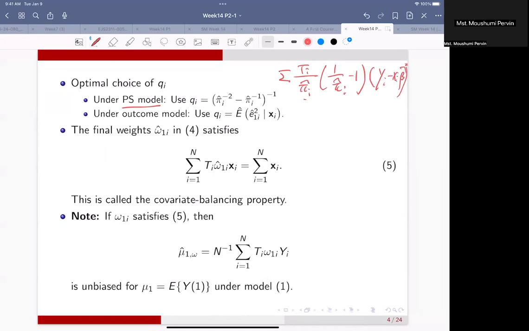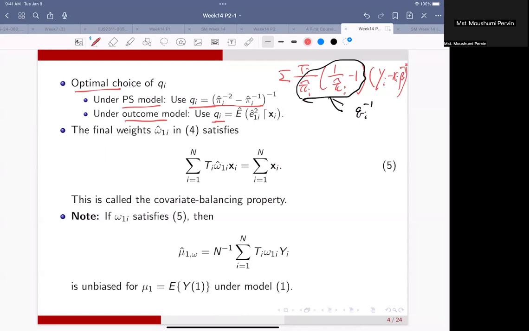In that case, this is your Qi inverse. So that's this choice. Another choice would be to use the outcome regression model, and then if you use the outcome regression model, Qi is the model variance. So that's for the optimal choice, but for the result here we don't really care about a particular choice of Qi.